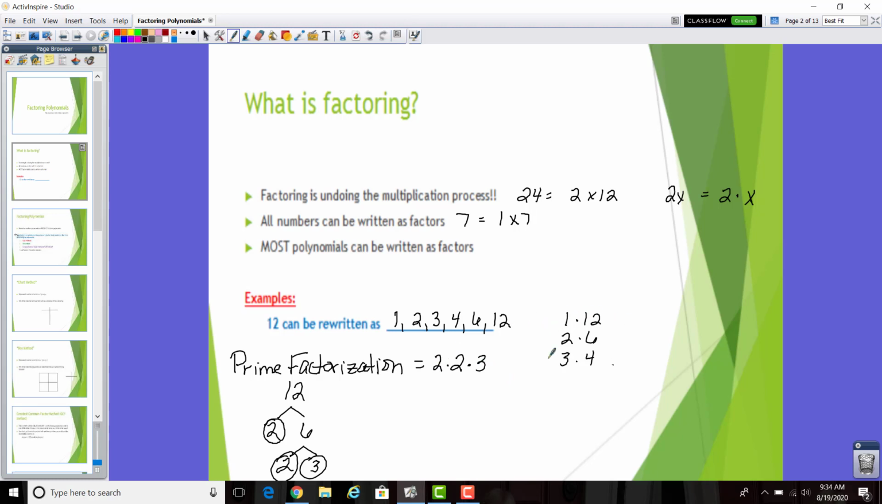Here's factors of 12 over here. Here's the list of factors of 12. And here's the prime factorization.